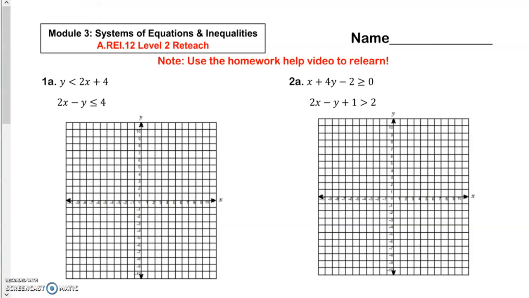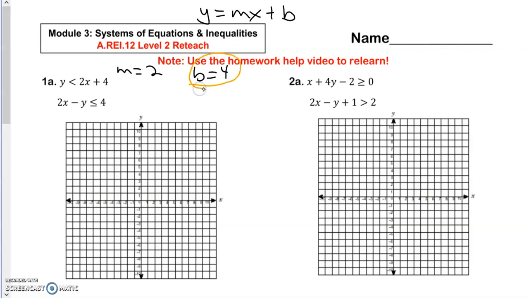Okay, we're doing Module 3, Systems of Equations and Inequalities, A.REI.12, Level 2 Reteach. Taking a look at this, we want to remember that whenever we graph equations or inequalities, we like it in slope-intercept form, y equals mx plus b. So the first one, y is already by itself, so all I need to do is identify what m is and what b is. And m is the number in front, which is my slope, and b is the y-intercept.